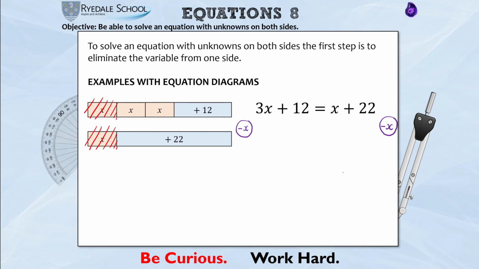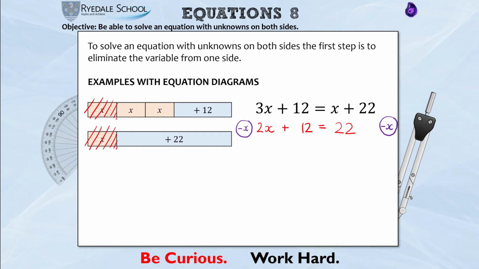So the first step is always going to be to subtract a number of x's today, or whatever letter you may be using. And what am I left with? Well, I'm left with 2x's and 12. So I've got rid of one of those x's, and I've got 2x add 12. What do I have on the other side of my equation? Well, I just have the 22, because I have got rid of that x there by subtracting x. So we've now reduced this to an equation that says 2x plus 12 equals 22.